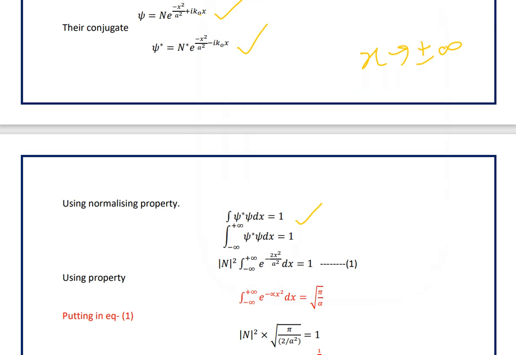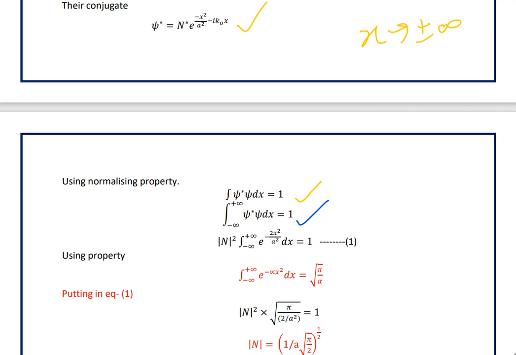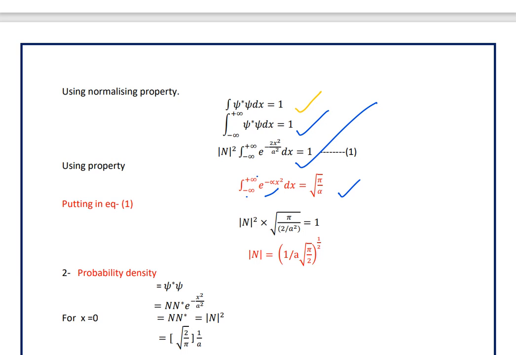So apply this formula, and apply the property of the definite integral from minus infinity to plus infinity e to the power minus alpha x square dx is equal to under root pi by alpha. So the normalizing constant is n is equal to 1 upon the square root of a, times pi by 2 to the power 1 by 2.